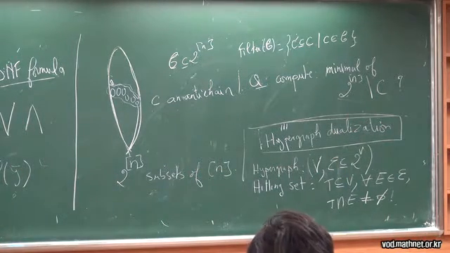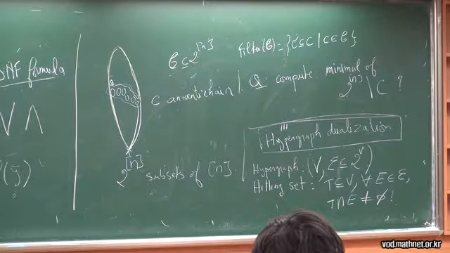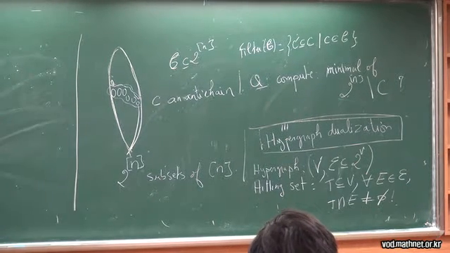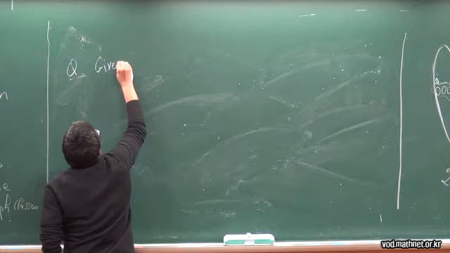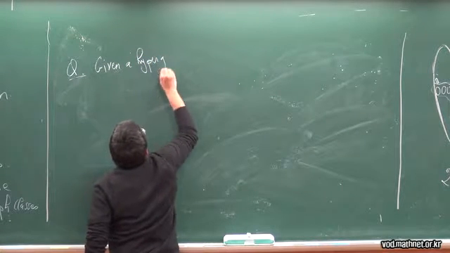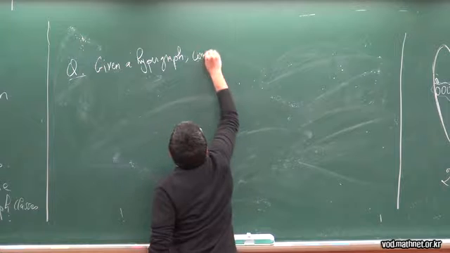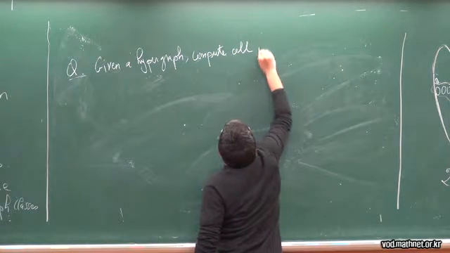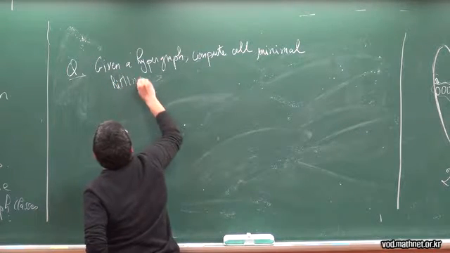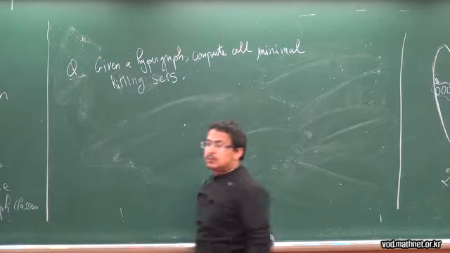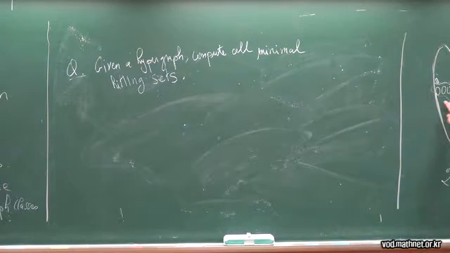Now the hypergraph dualization. The question is, given a hypergraph, compute all minimal hitting sets. So if you take this problem, your hypergraph is C. C is a hypergraph, so the ground set is 1 to n. So what you want is the minimal sets.